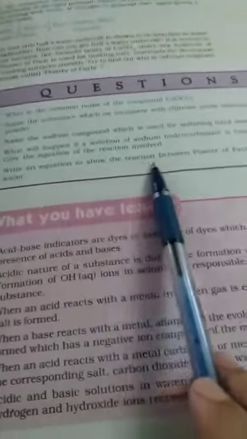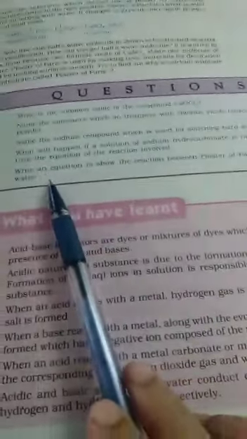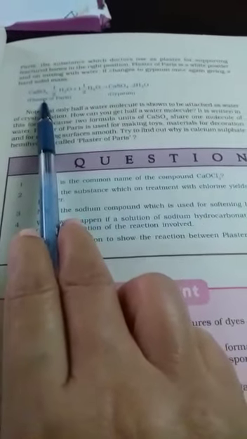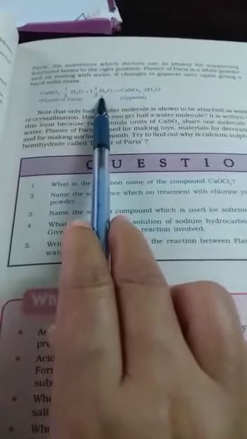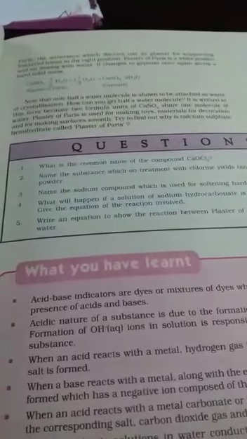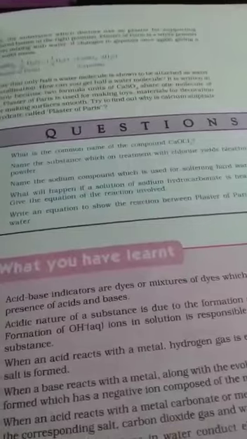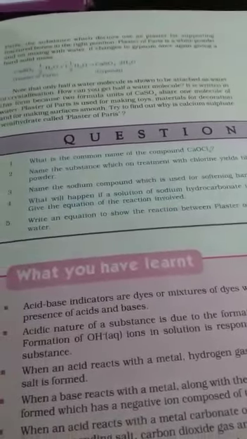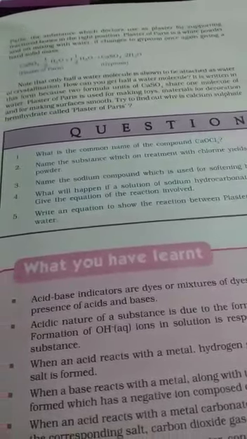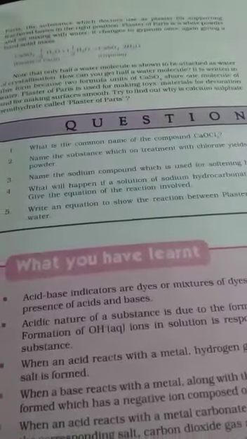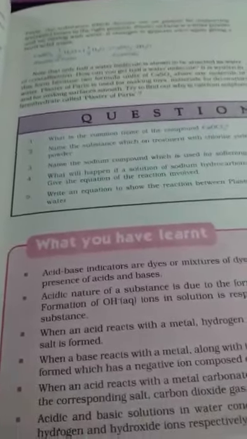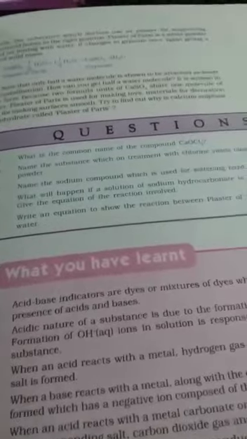Write an equation to show the reaction between plaster of Paris and water. This is the reaction: plaster of Paris and water become gypsum. It is a hard substance. After viewing all the videos and all the notes, you must read the chapter carefully by underlining, and then if you have any questions or queries, ask me. I'll answer you.